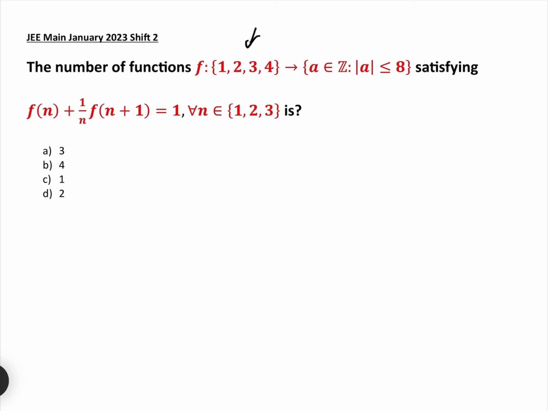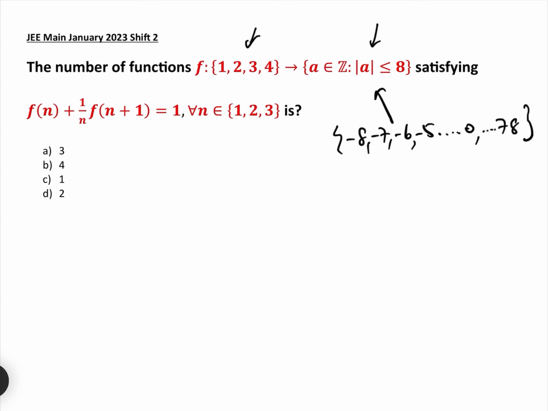Okay, so this one we have here is our domain 1, 2, 3 and 4, and here is the codomain, the set of A contained in the integers such that the modulus of A is less than or equal to 8. Well, clearly that will be the set -8, -7, -6, -5, up to 7, 8. That's that set there. Okay, so it's saying that f of n, add 1 over n, f of n plus 1 must equal 1 for all n in 1, 2 and 3.